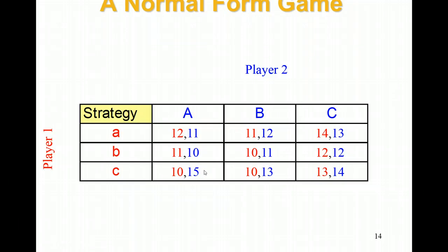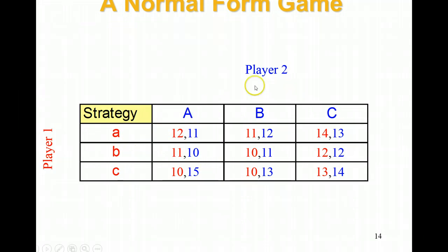So player 2 does not have a dominant strategy because player 2's best strategy depends upon what player 1 does. If player 1 does A or B, then player 2 will do C. But if player 1 does C, player 2 will do A. So player 2 clearly does not have a dominant strategy. But even though player 2 does not have a dominant strategy, it is clear what player 2 should do.